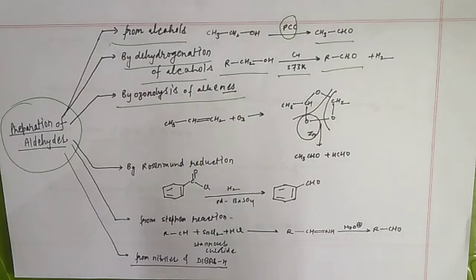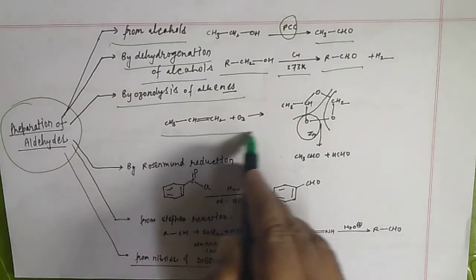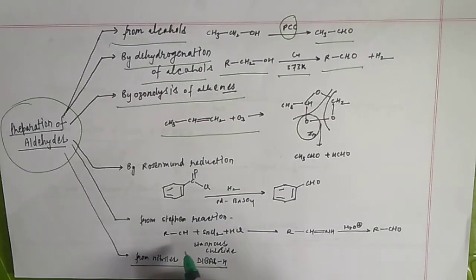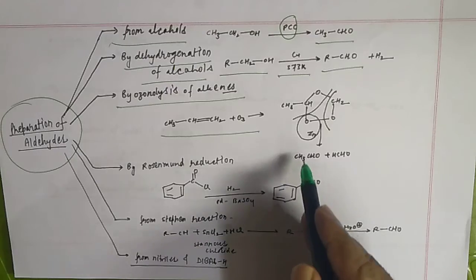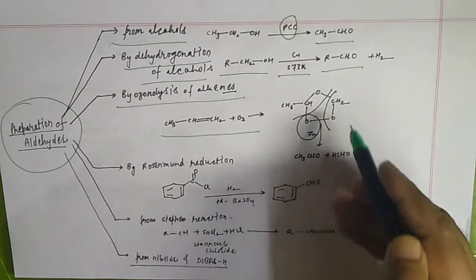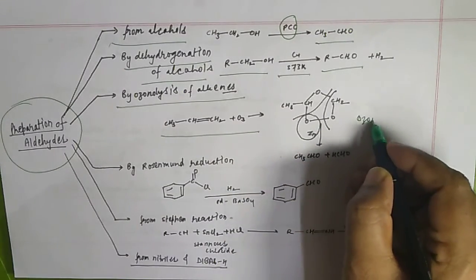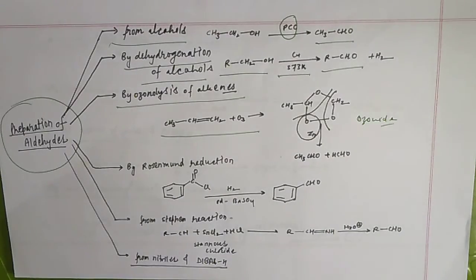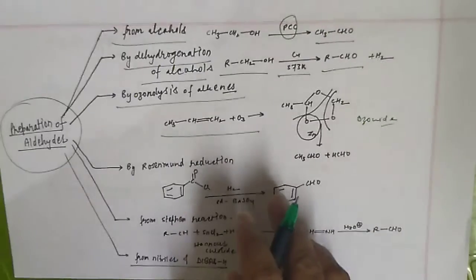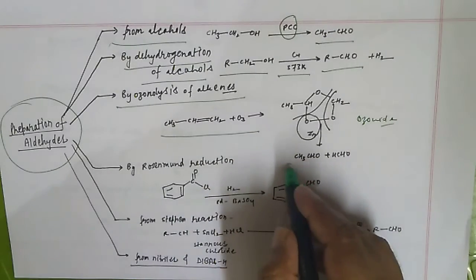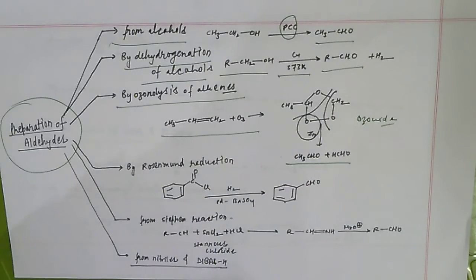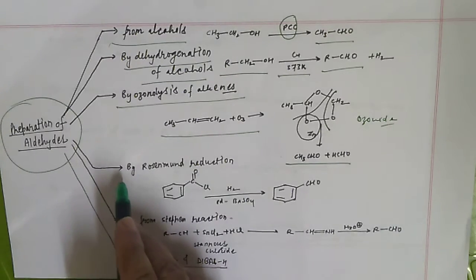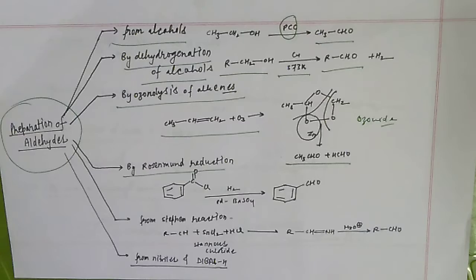In ozonolysis, what we are taking is the alkene. Generally we are taking the unsymmetrical alkene. If you are taking the unsymmetrical alkene, firstly it will form the ozonide. This ozonide is again reduced and forms the aldehyde.